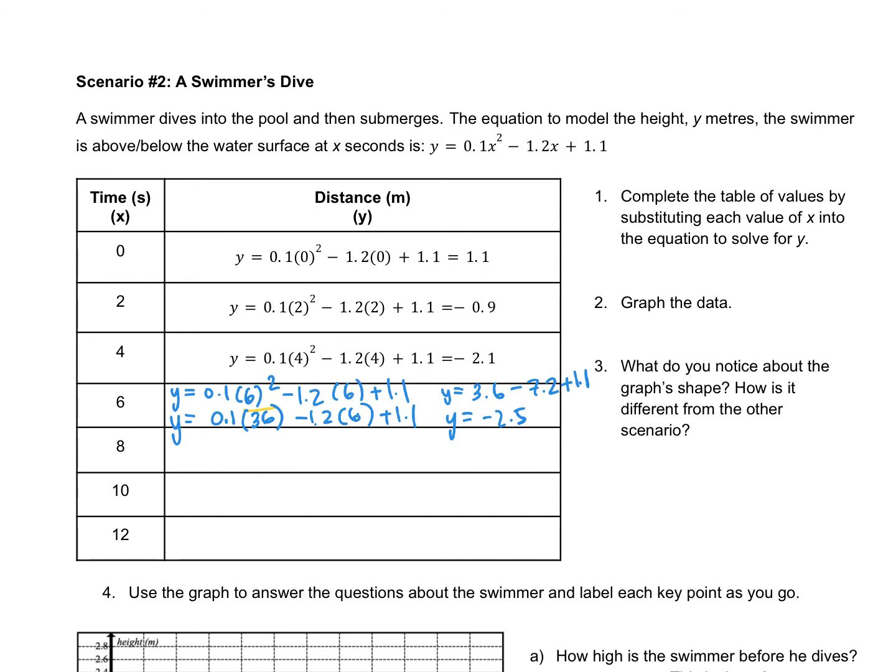And then we can do it again for 8. So 0.1, and then instead of x squared, we're going to write 8 squared. And then instead of 1.2x, we'll write 1.2 times 8. And again, exponents first. So that's the only step I'm doing here. 8 squared is 64. The next step will always be the multiplication. 0.1 times 64 is 6.4. 1.2 times 8 is 9.6. And then your last step will always just be simplify this. So 6.4 minus 9.6 plus 1.1 is negative 2.1.